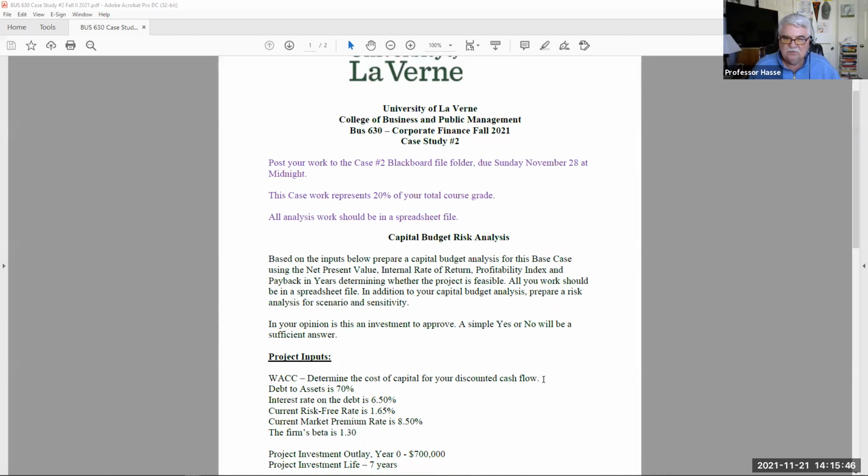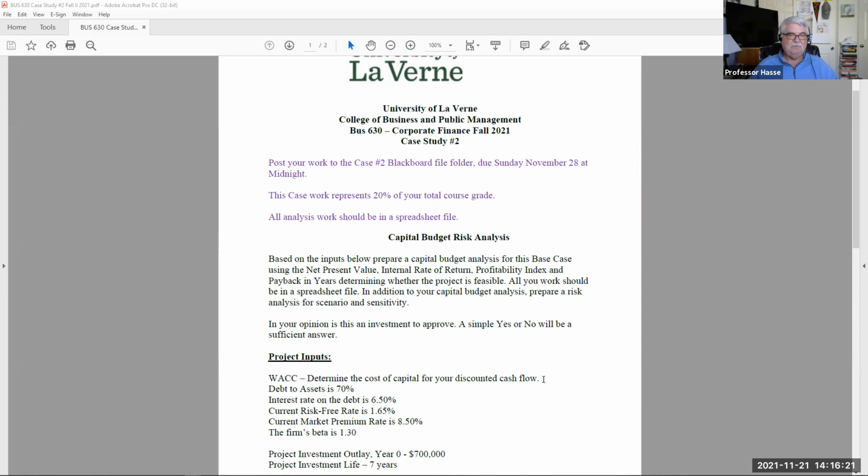In addition to doing the capital budget analysis, you're also to prepare a risk analysis for scenario and sensitivity. When you're all done with crunching the numbers in the format that we've just shown, I ask you to just give me a simple answer on your spreadsheet. In your opinion, is this investment approvable? Would you approve of this investment going forward? In the case of case number 2, it's an investment of $700,000. A simple yes or no is sufficient.